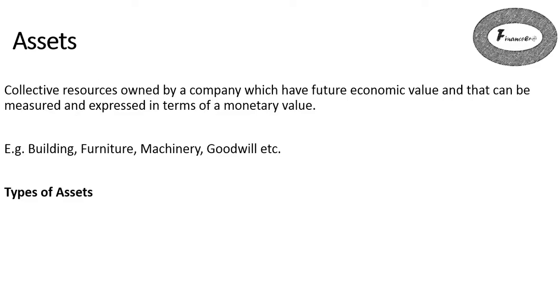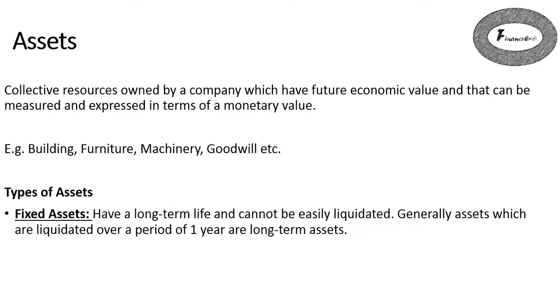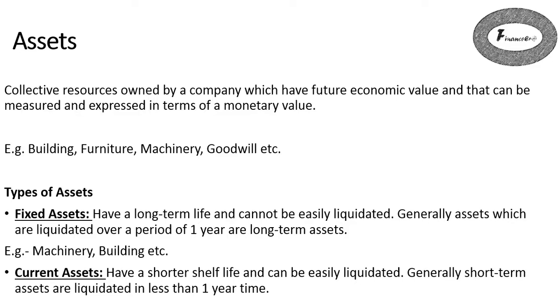Let us understand the various types of assets. The first type is a fixed asset, which generally has a long-term life and cannot be easily liquidated. These assets are liquidated generally over a period of more than 1 year, and that's why they are long-term assets. Some examples are machinery, building, etc. What are current assets? They have a shorter shelf life and can be easily liquidated. In other words, these are the assets which can be liquidated in less than 1 year. The examples are debtors and receivables, etc.